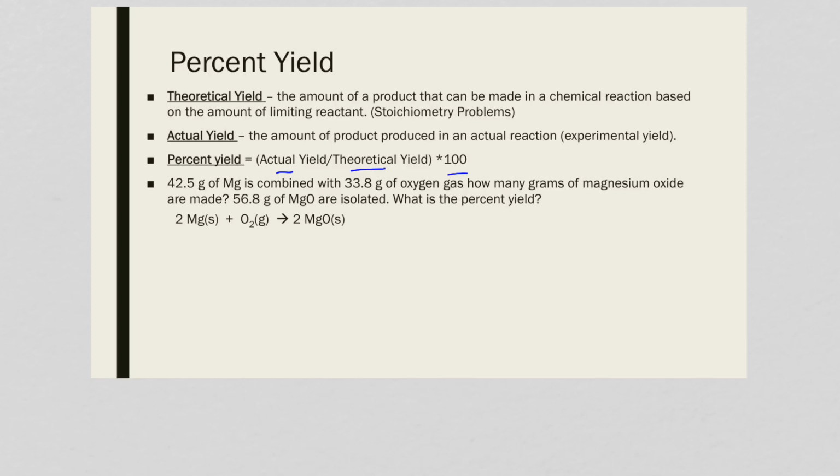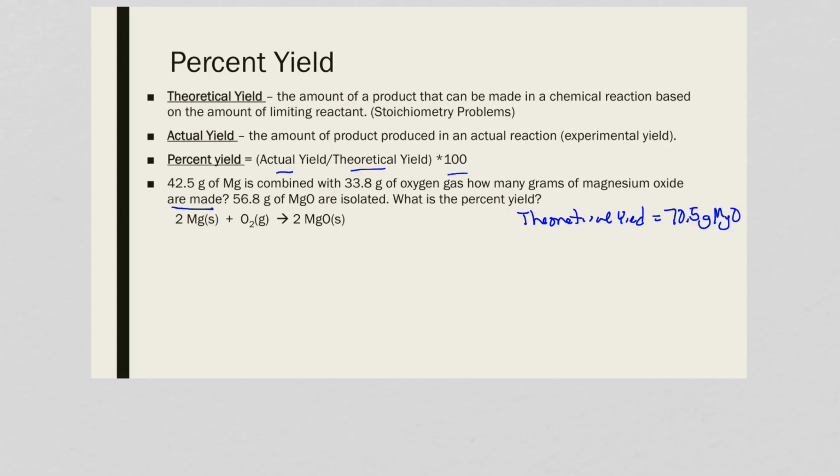So let's say we take that same problem that we just did. And let's remind ourselves that, in that problem, my theoretical yield was 70.5 grams of magnesium oxide. Right? So that's what we calculated in the last problem. So 42.5 grams of magnesium is combined with 33.8 grams of oxygen. How many grams of magnesium oxide are made? That's the theoretical yield. That's what we did on the last slide.